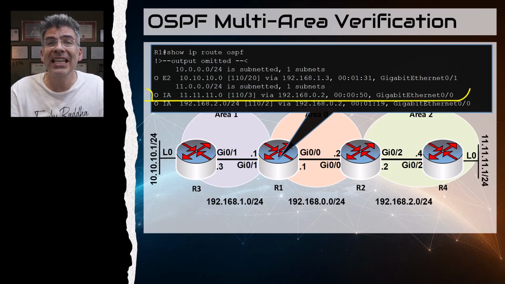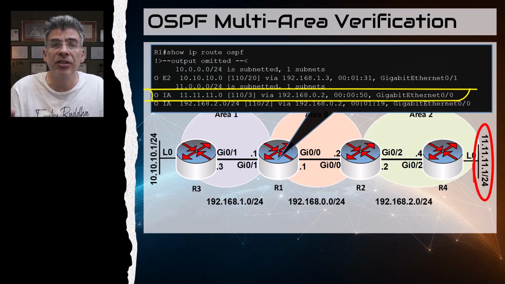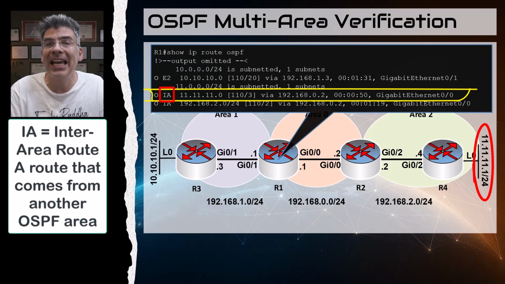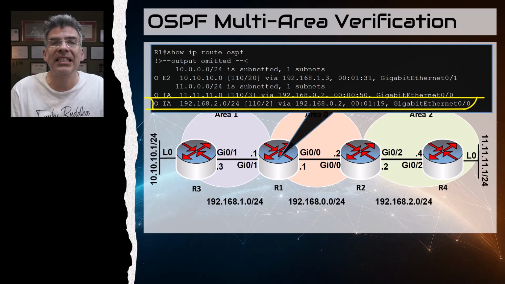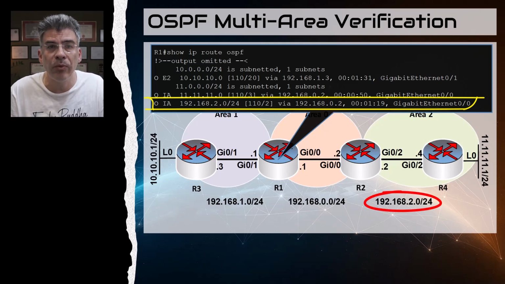You can also see that the 11.11.11.0/24 network is considered an inter-area route, which is indicated by the IA. This means that it belongs to another area, not the local area. Similarly, we see that the 192.168.2.0/24 network is also seen as an IA route, since it is in Area 2.